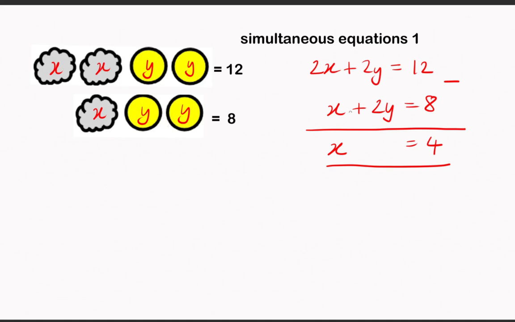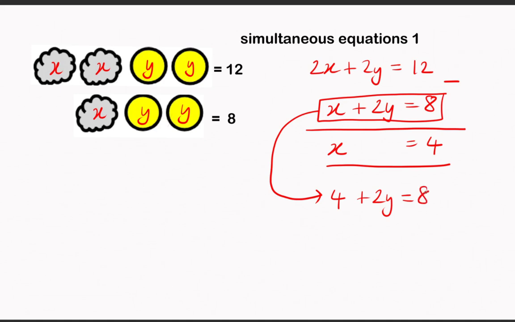Now in terms of the algebra, once you know what one of the letters is worth, then we can use one of the equations and substitute it back. In other words, if you look at this equation here, we know that x plus 2 y's has to be equal to 8, and we now know that x is 4. So what we can do is take this equation and replace the x by 4, because we know it's now equal to 4. So 4 plus 2y equals 8.